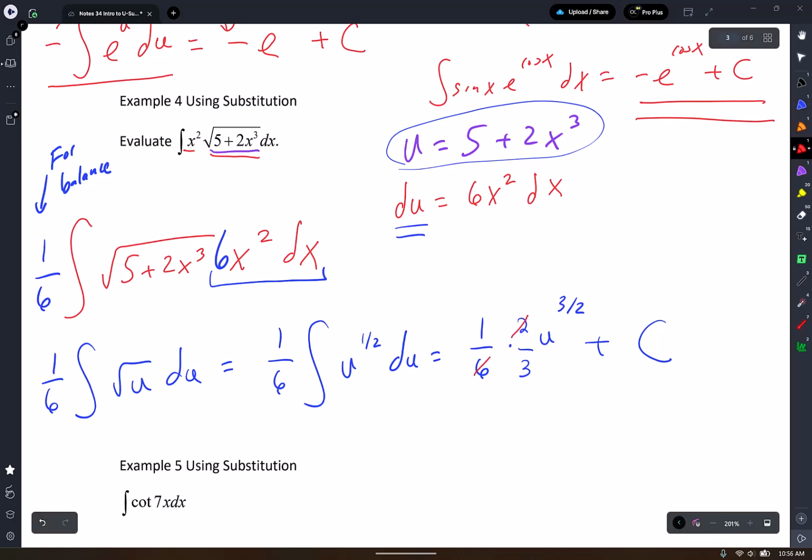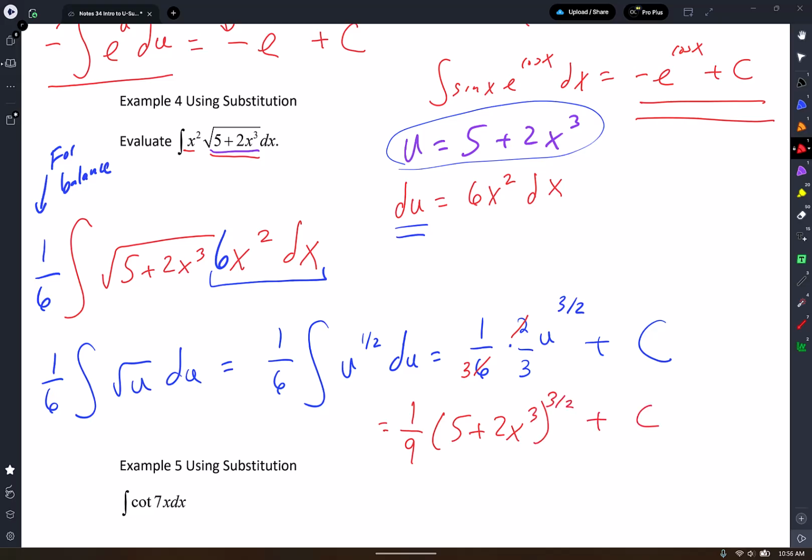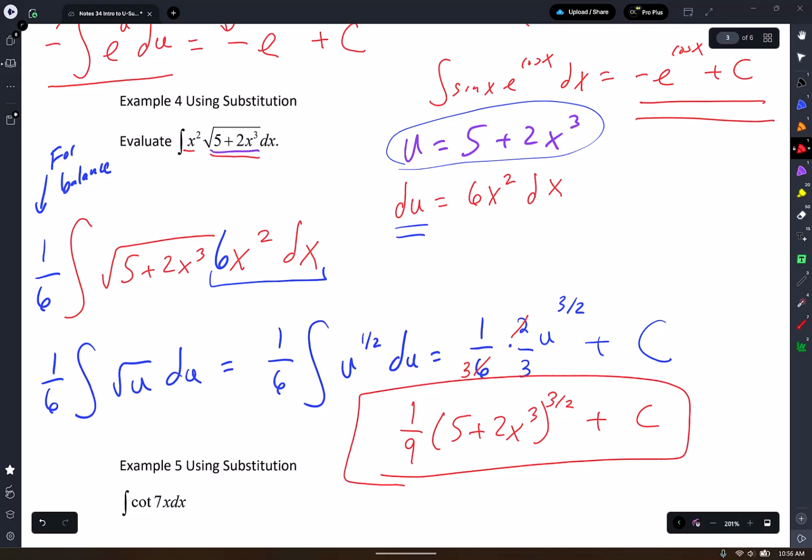2 goes into 6 3 times. What is 3 times 3? So I see 1/9 u to the 3/2, which is 5 plus 2x cubed to the 3/2, plus c. We go back to our x in this case because we don't have limits. So it's basically just using variables to make it simpler, and then plugging the variables in after. How do we feel?